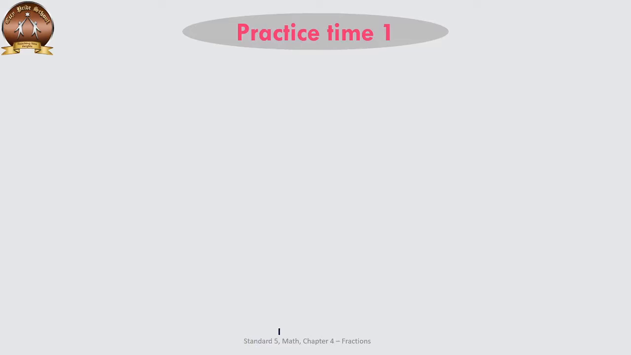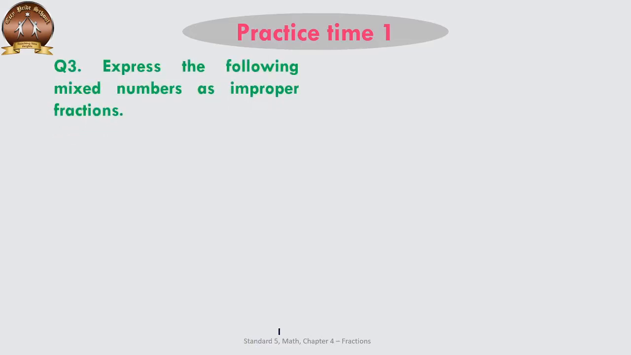Moving on to My Practice Time 1, question number 3, it states: express the following mixed fractions as improper fractions. So we have the mixed fraction as 6, 3 upon 4. As you know, we have to multiply the whole number with the denominator and then add the numerator to it. 6 into 4 plus 3 upon 4. When you multiply 6 and 4, you get 24. 24 plus 3, you get 27. So 27 upon 4 is the answer of this question.